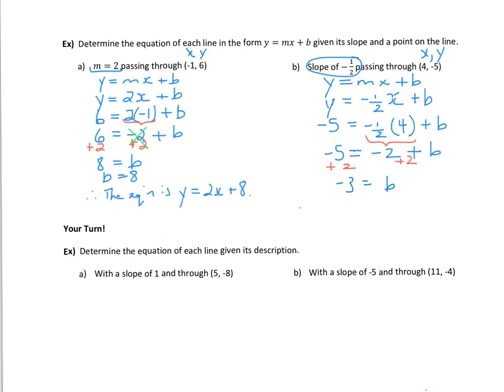So my equation, we state the equation by putting the y and the x back in and replacing the m and the b with the slope and the y-intercept. So the equation is y equals -1/2 x minus 3.